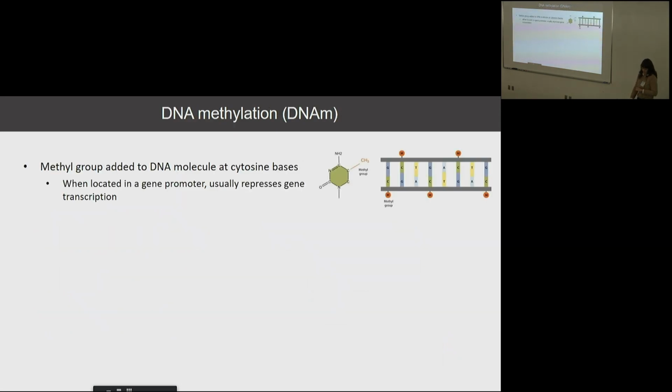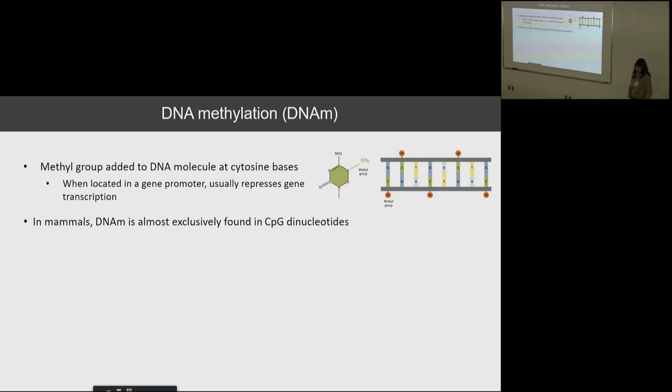All right. Formally, DNA methylation is just when a methyl group is added to a DNA molecule at a cytosine base. Typically, when it's located in a gene promoter, it represses gene transcription. So it acts as a dimmer. It can upregulate transcription, but normally it's dimming transcription, keeping that gene from being expressed.